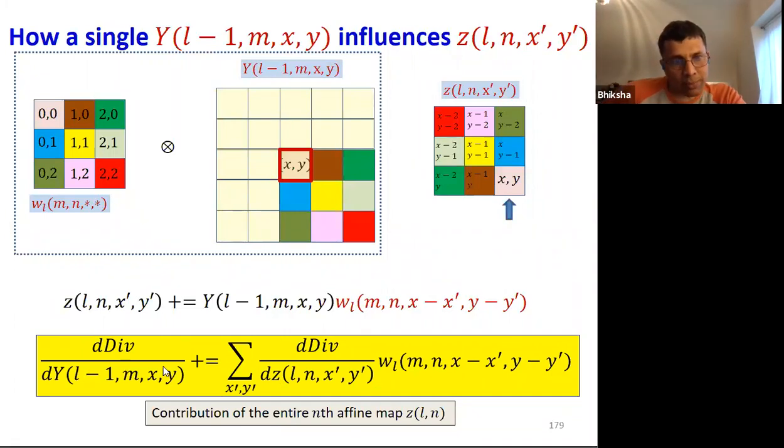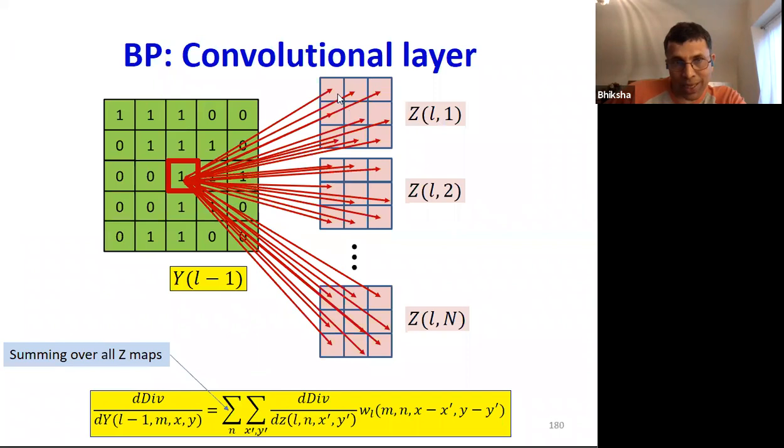So given this, to actually compute the derivative for yxy, overloading these variables, I have to sum over the entire z map. So I'll be summing over all possible values of x prime, y prime. And that's just the contribution of one map, right?